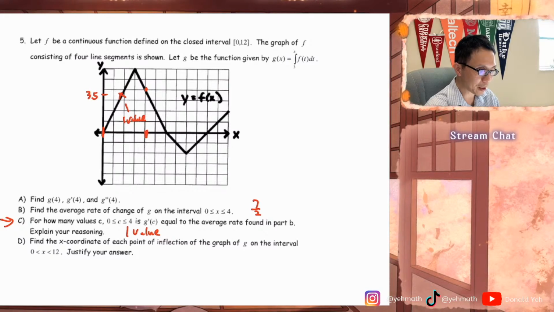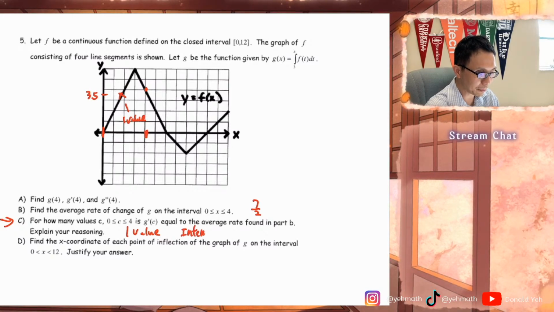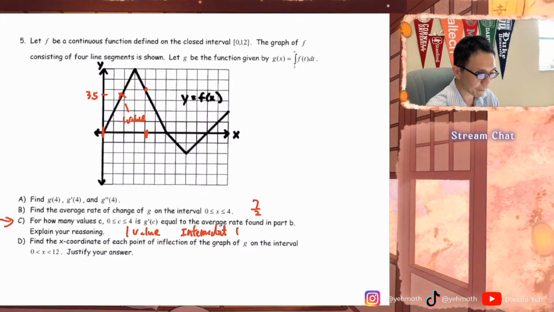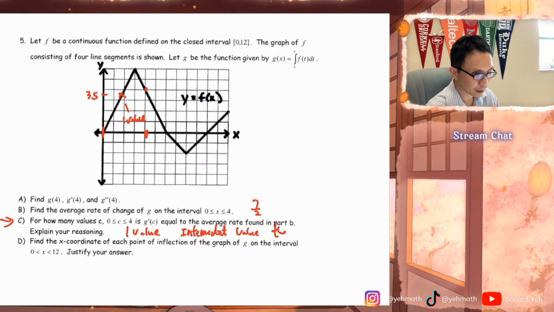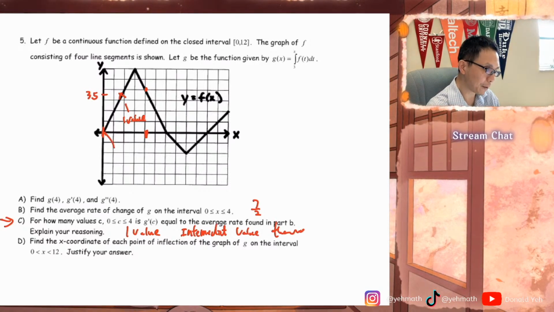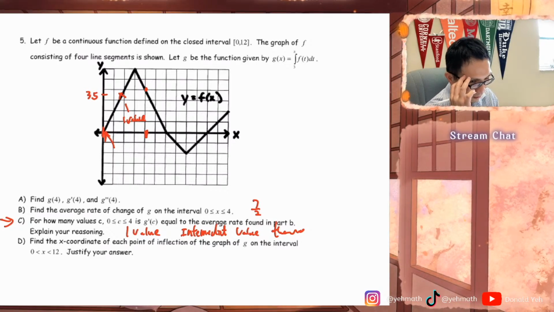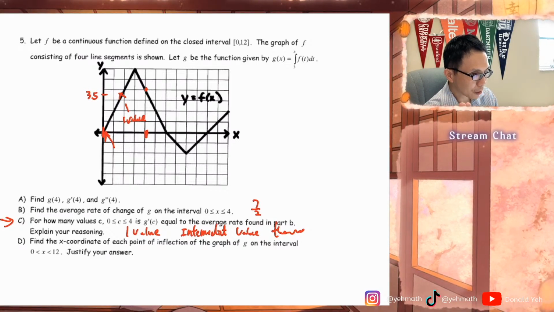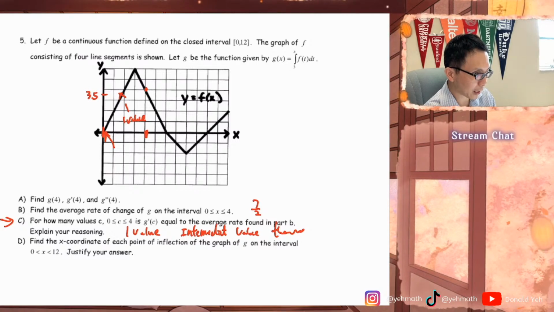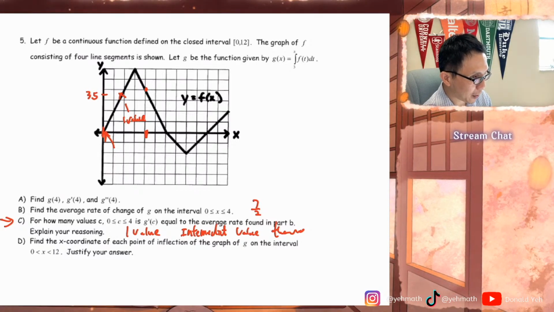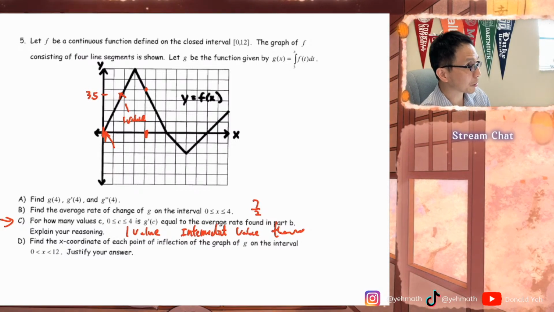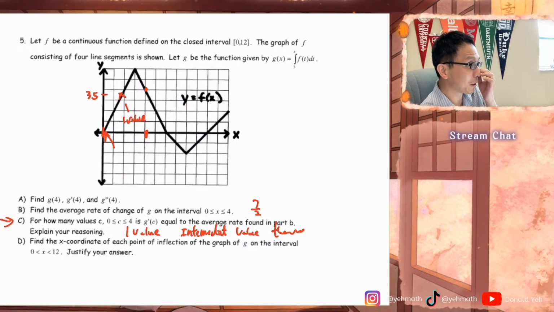And what kind of reasoning? Intermediate value theorem? Why? Because f of 0, g of 0 is going to be 0, g of 3 is going to be, I think, 5, 6. So therefore, it must go through 3.5. That's called the intermediate value theorem.